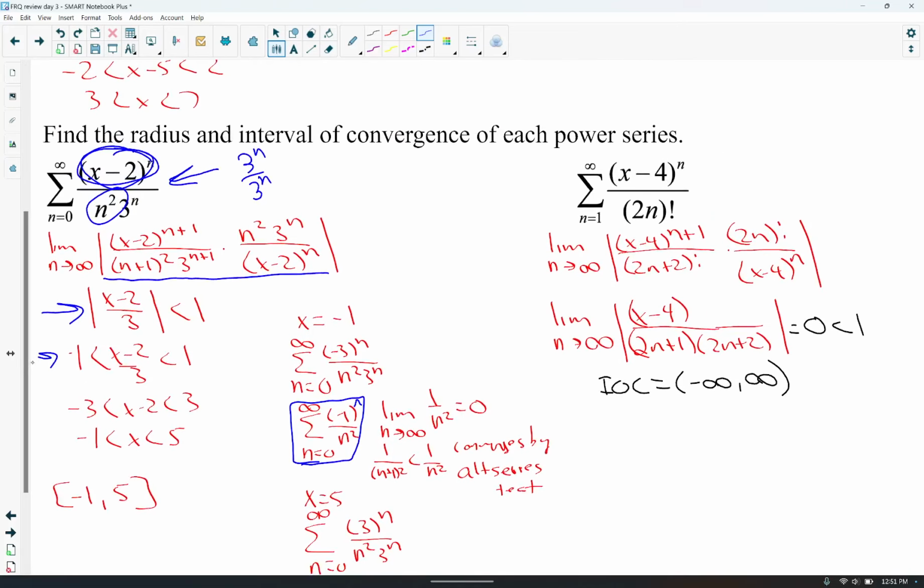Over here on the right, we do the ratio test. It turns out that all the n's end up in the denominator. So that means you have 0 times x minus 4, but that's going to be 0. That's always less than 1. So the interval of convergence is negative infinity to infinity. Radius of convergence here is 3, and radius of convergence here is infinity.